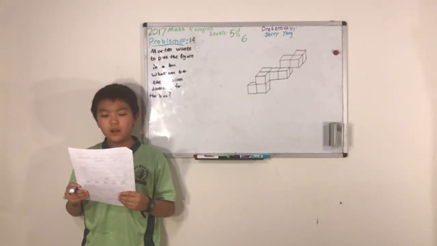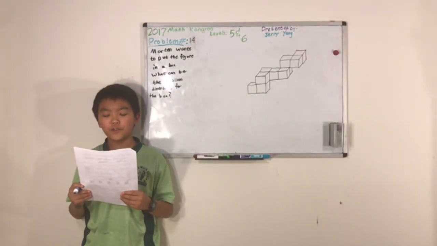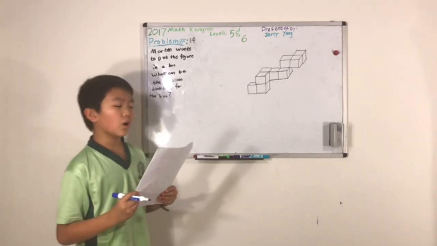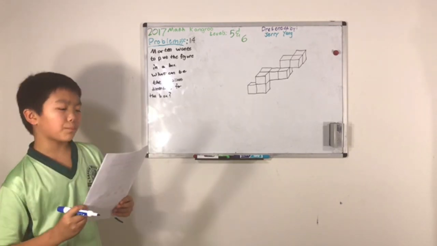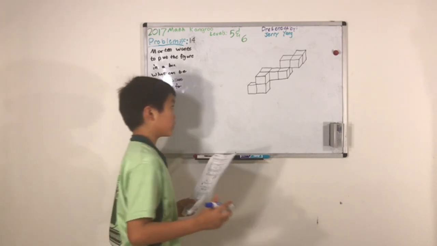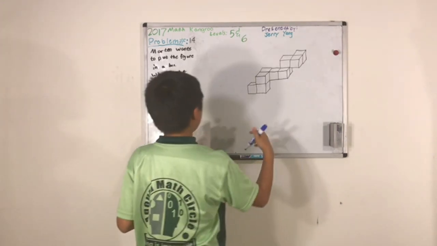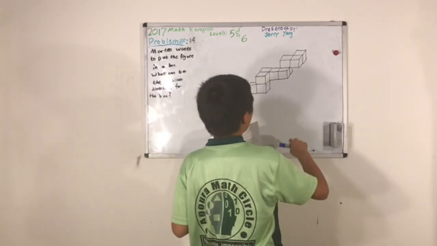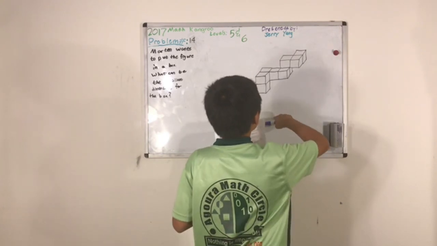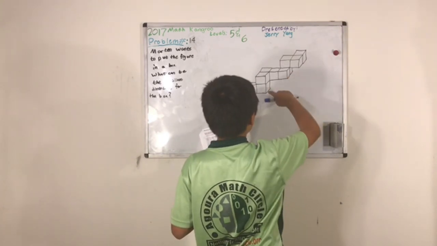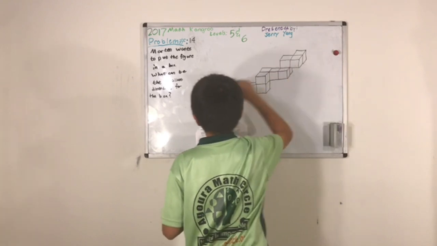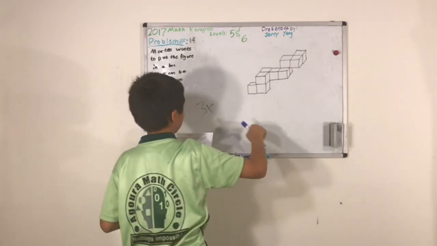Problem 14. Mortem wants to put the figure shown on the right into a regular box. Which of the following boxes is the smallest he can use? So we know that we have to get the dimensions of the box. So we have to count these. So going up, the height of it is 1, 2, 3. So we know it's 3 times something times something.